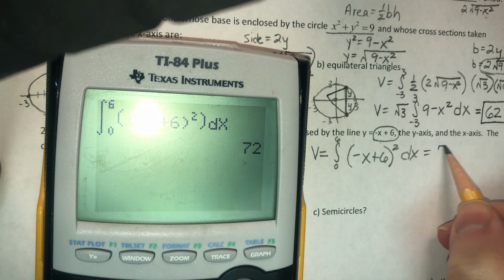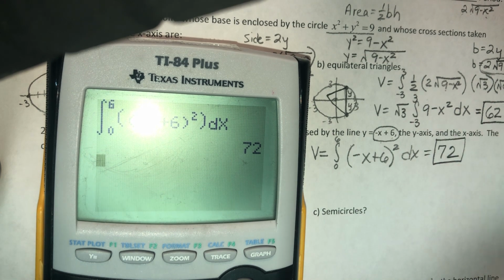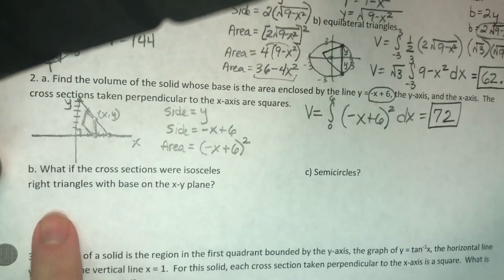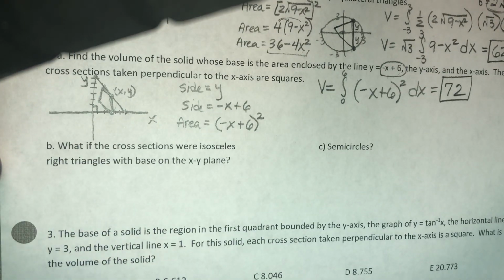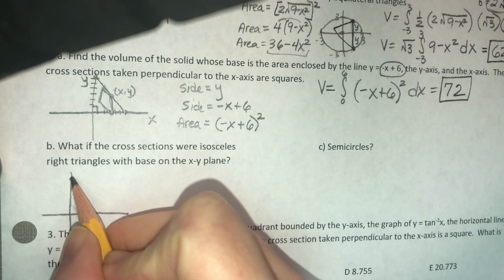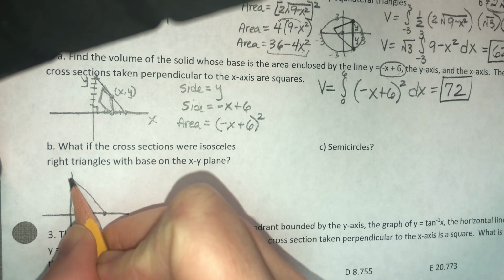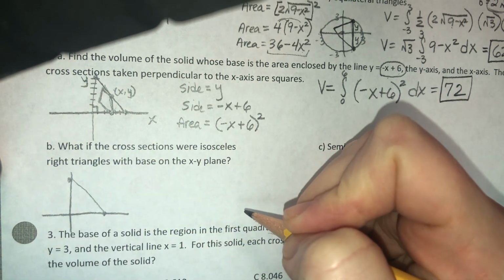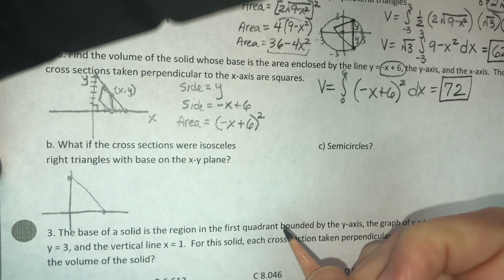So this equals 72. The volume is 72. All right. Part B. What if the cross sections were isosceles right triangles with the base on the xy plane? All right, so same base, but we have a different shape cross section this time. We're talking about an isosceles triangle with its base on the xy plane.